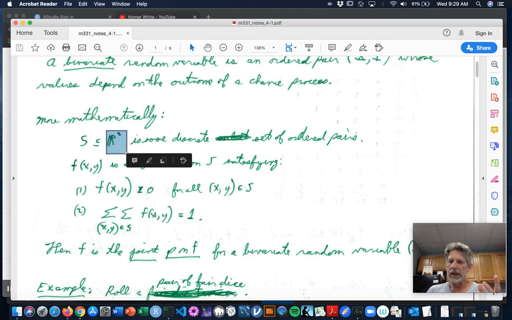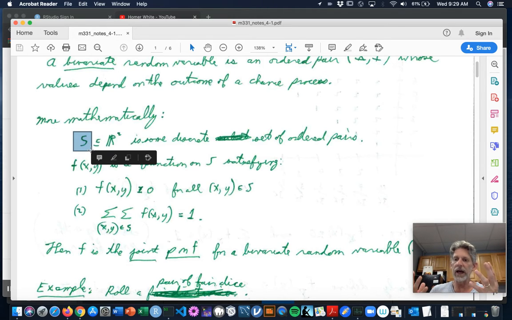You've got the plane, the xy plane, which we can write as R cross R, or R squared. All the points on the xy plane. Now imagine some subset capital S of that plane, okay? And let it be discrete, meaning that there is a smallest possible distance between any 2 points in that subset, okay?